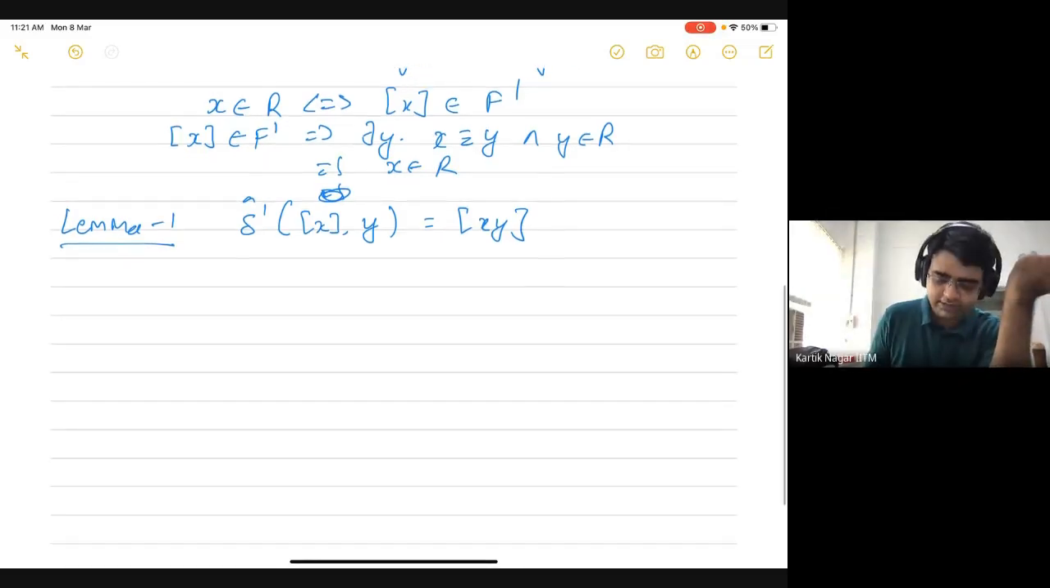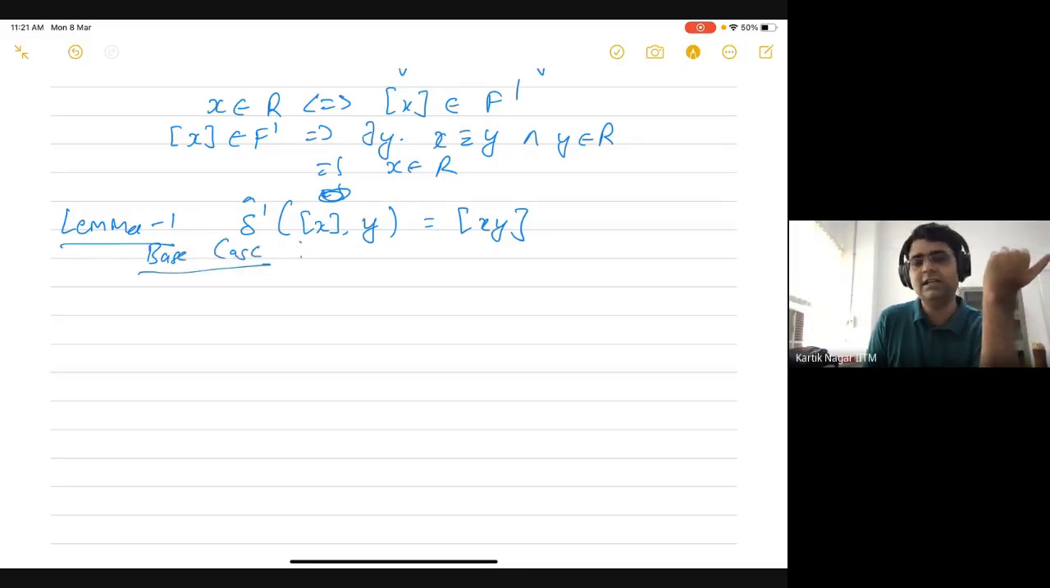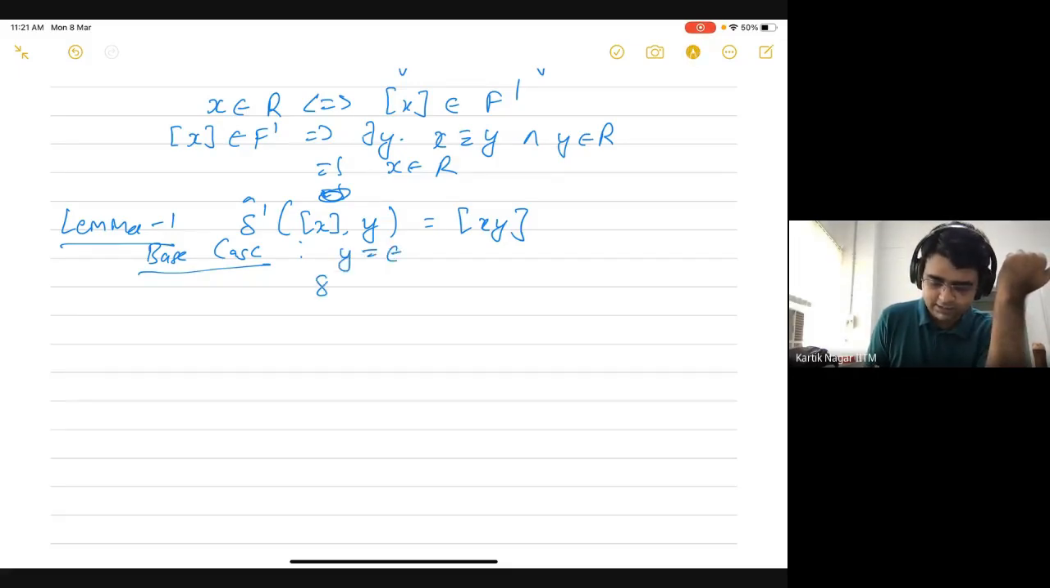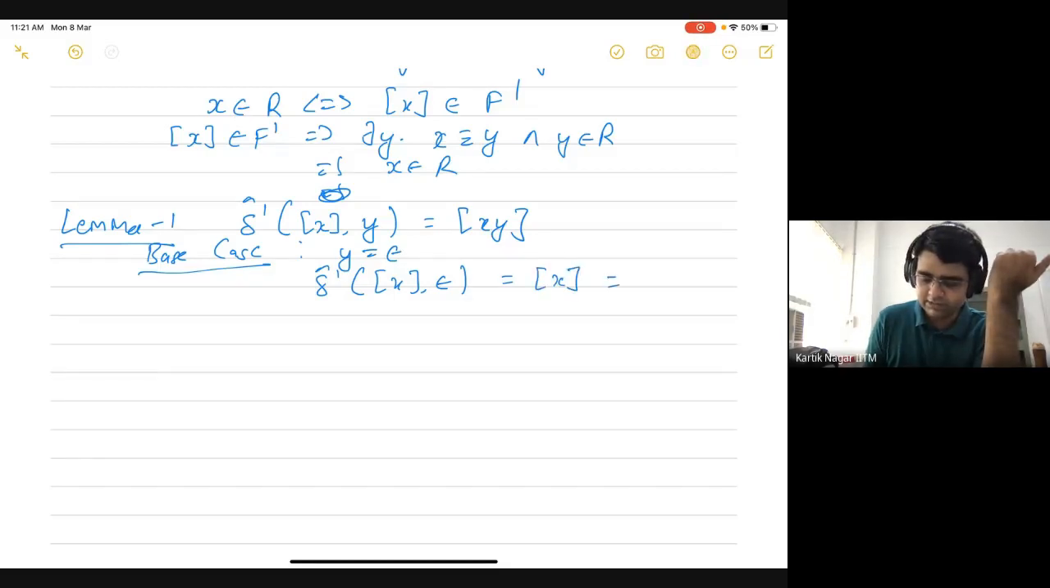So the proof here is very straightforward. Let's quickly do this. Let's consider the base cases. We'll do this by induction on the size of Y. So first we consider Y to be equal to epsilon. In this case, delta prime hat of the equivalence class of X comma epsilon is the same as the equivalence class of X, by the definition of delta hat, which is the same as the equivalence class of X epsilon.